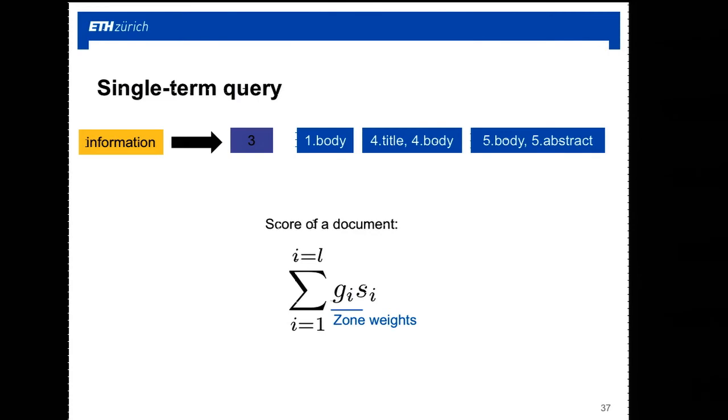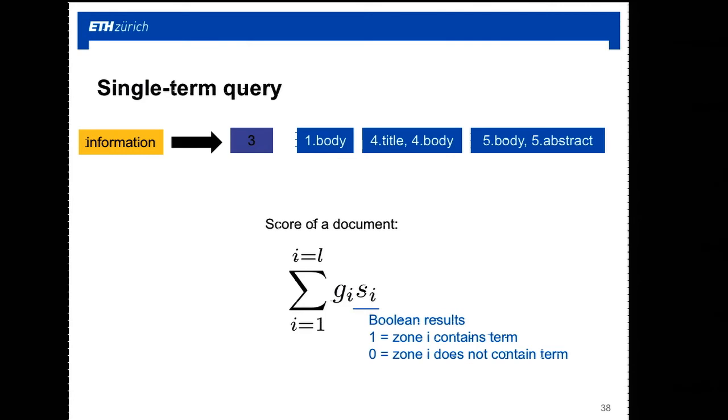For example, I could take 0.5 for the title, 0.3 for the abstract, and 0.2 for the body. Okay? If they sum up to 1, that's perfect. And then, what do I use for s_i? What do you think we use? We are computing the score of one document for one term here. What do you think we can use to multiply g_i with? Anybody? Plain and simple, just the 0 or 1, right? A 1 if it belongs to the zone, and a 0 if it doesn't.